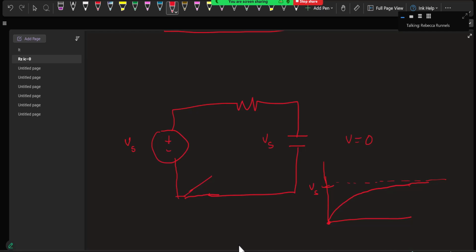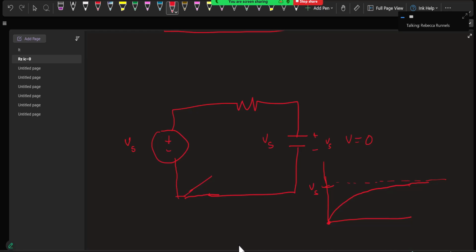So after a long time, it acts like an open circuit, or I think the way your professor does it, it acts like a battery because it has a voltage now. So it's sitting here with a voltage on it, but no current can flow through it.